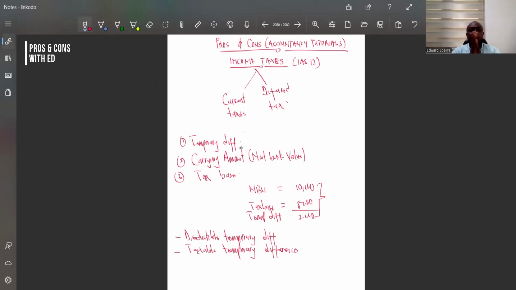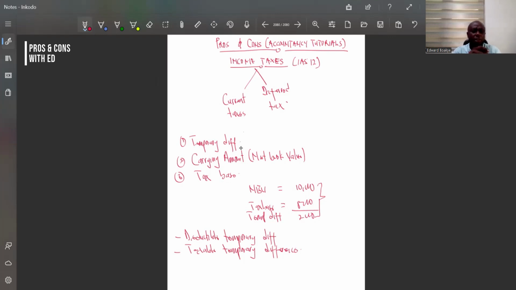So first, let us understand temporary difference. Let's understand carrying amount, as we know. Let's also understand tax base, and then also know that for the temporary difference, we have a deductible temporary difference and a taxable temporary difference. Now, after we've gotten our temporary difference, we have to charge our tax rate on it in order to get the deferred taxes. We can charge our tax rate on either a deductible temporary difference or a taxable temporary difference.